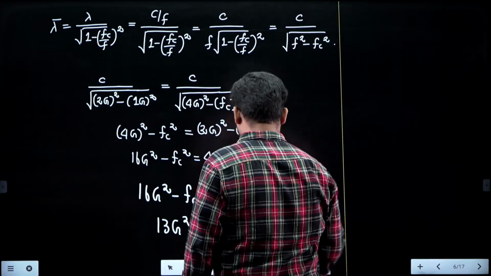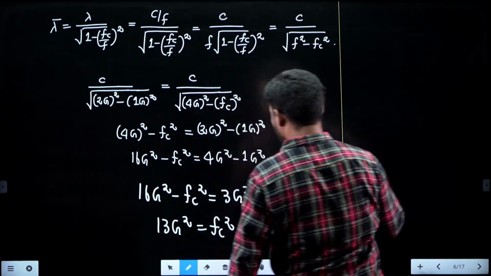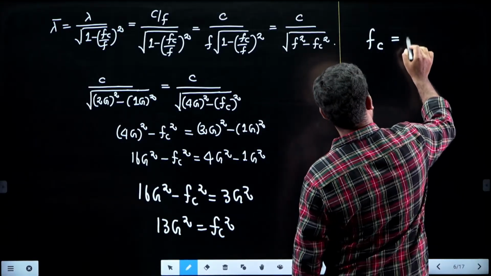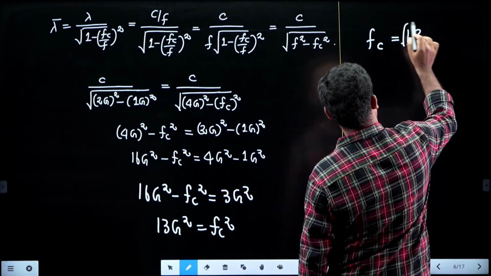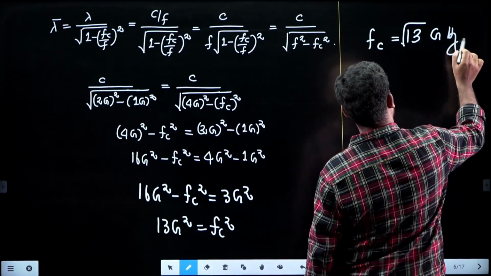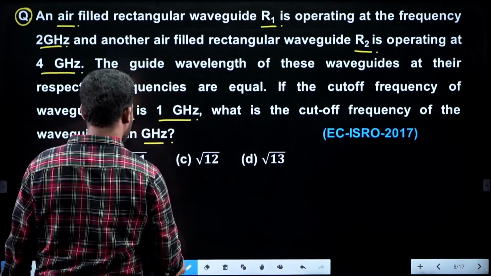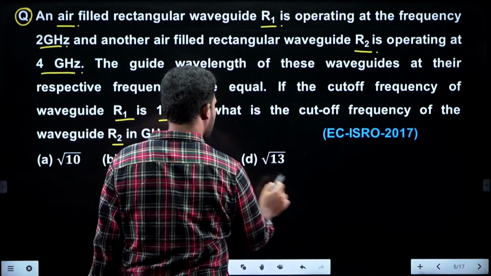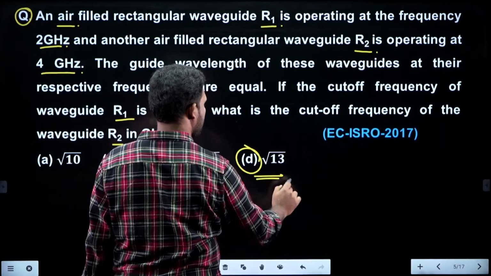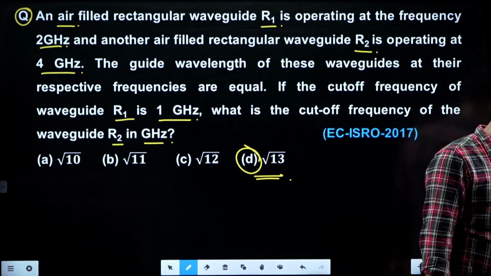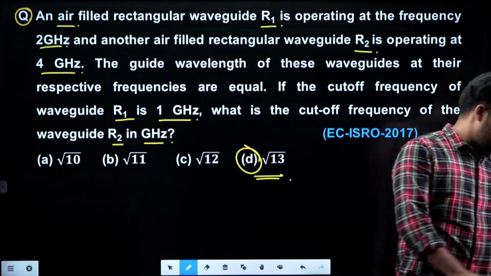Okay, guys. So, what is the FC here? Frequency cannot be negative. Negative frequency has no meaning. So, square root of 13 gigahertz is the answer, the cutoff frequency for the second waveguide. So, what is the answer, guys? Option D is the answer. Okay, fine. Let us proceed further.